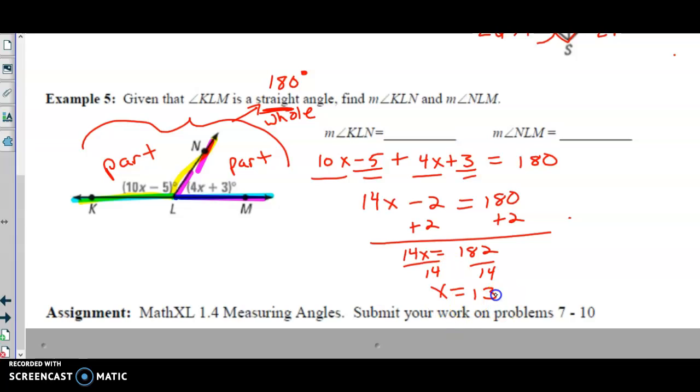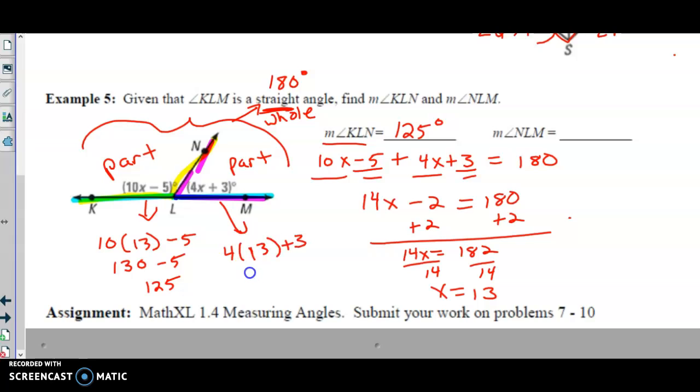Now, we found the variable, but we still need to find the angle measurements. So KLN is 10x minus 5. So all you have to do is 10 times 13 and subtract 5. 10 times 13 is 130, minus 5 is 125. So that angle is 125 degrees. For this one, 4 times 13 plus 3, you get 52 plus 3, which is 55.